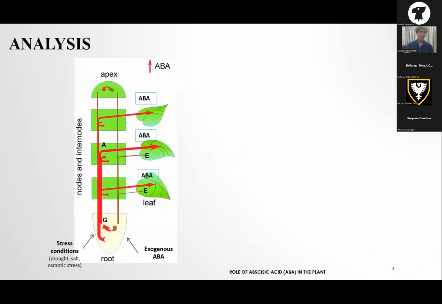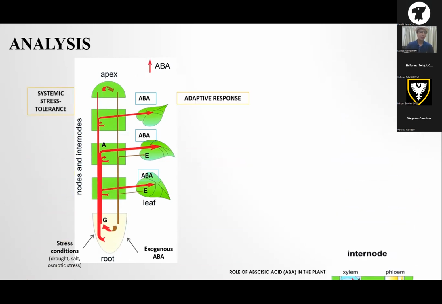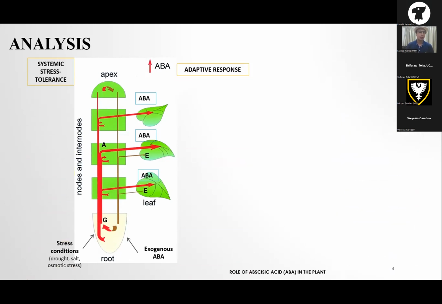After that, the analysis is really important because we need to understand how ABA was working. The application of the ABA was at the same time as the stress condition. After that, ABA moved up the plant by the xylem and down the plant to the different organs. This was the distribution of the ABA and the different nutrients, especially to the roots, by the phloem. Another important thing about ABA is that we have two things: systemic stress tolerance and the adaptive response.